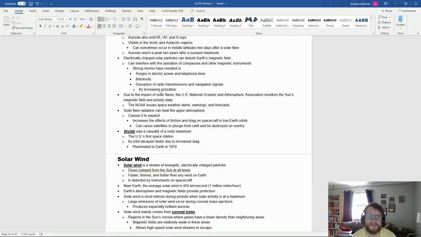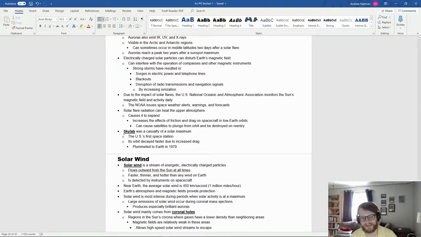Space weather alerts. Solar flare radiation can heat the upper atmosphere, which causes it to expand. Which then, when the atmosphere expands, increases the effects of friction and drag on spacecraft and satellites in low Earth orbits, right? So if they're orbiting pretty close to Earth, they're outside the atmosphere, but with this solar flare causing the atmosphere to expand, the drag of the atmosphere is reaching a place it wasn't supposed to, which causes satellites to plunge from orbit and then be destroyed on re-entry.